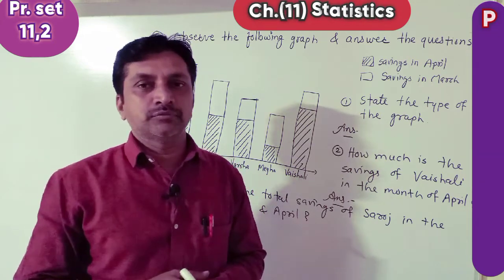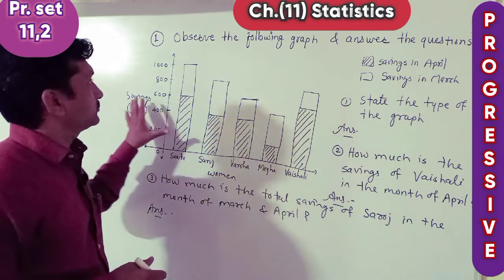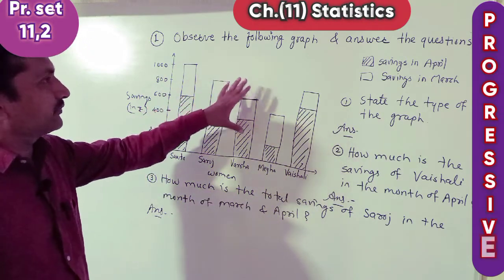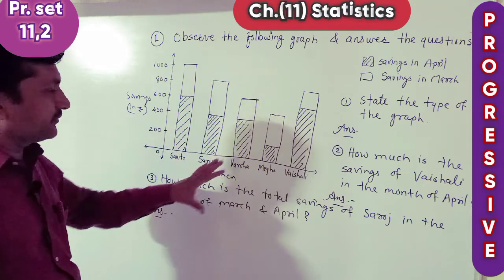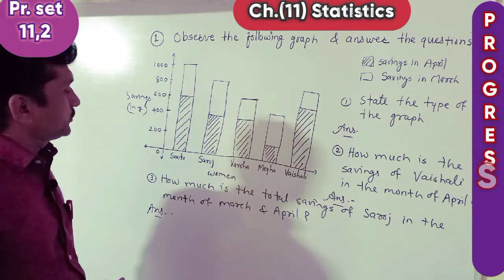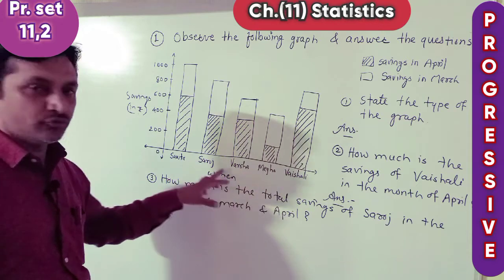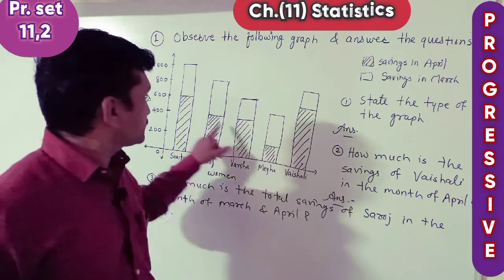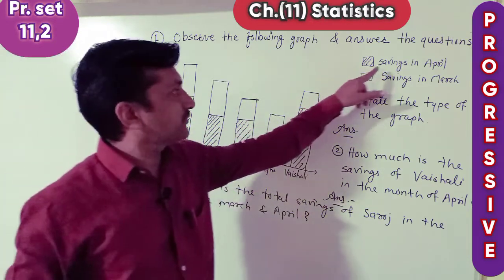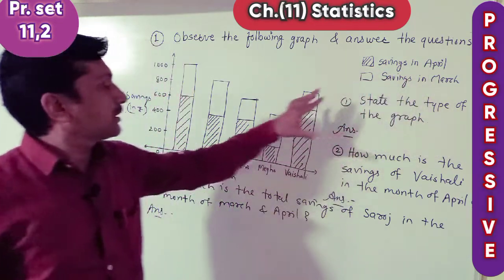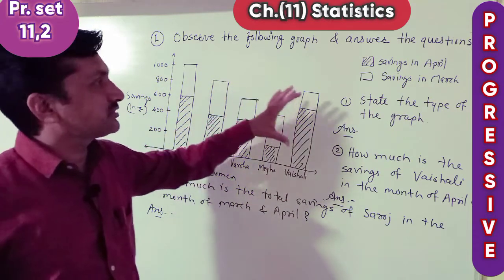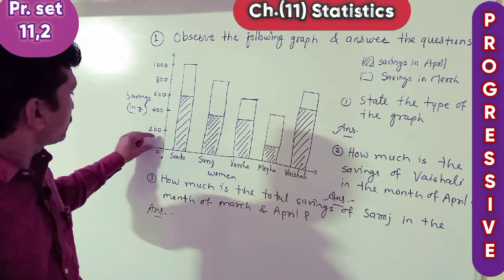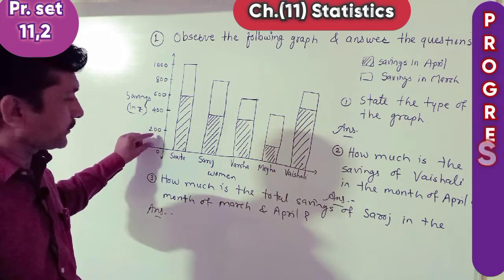Dear friends, in this video we are studying practice set 11.2, that is based on subdivided bar diagram. Here the first question of 11.2 is: observe the following graph and answer the questions. Here one graph is shown. On the x-axis are the names of women, and on the y-axis savings in rupees. The shaded portion shows savings in April, and the blank part is savings in March. On the y-axis, 1 centimeter is equal to rupees 200.